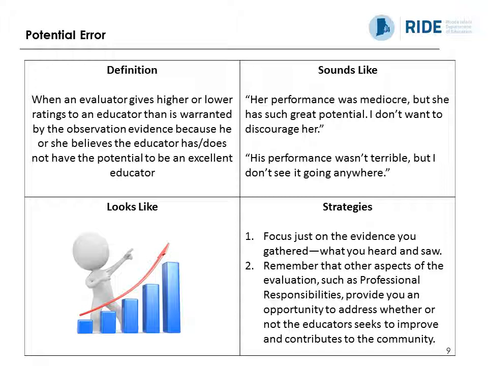Another source of bias is potential error. This occurs when an evaluator gives higher or lower ratings to an educator because she or he believes the educator has or does not have the potential to be an excellent educator. For example, picture a first-year educator who still has some areas of practice to work on. If you don't want to discourage the teacher, it can be tempting to give her higher ratings than what she deserves because you have the confidence that she will grow over time. Remember, however, that if you do not provide objective evidence and honest feedback, this educator may not know where or how to improve. Focus on the evidence you gathered.